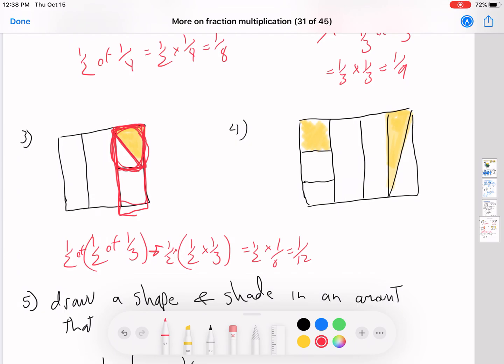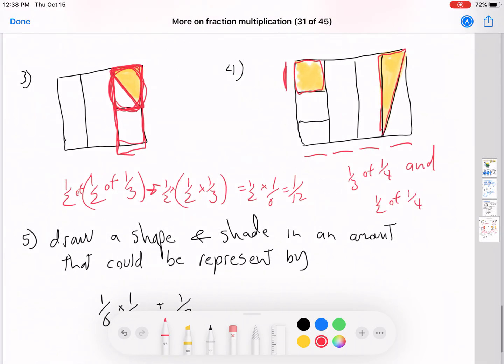All right, now here are 2 different pieces. How much is shaded over here? Well, this is 1/4, this is 1/4, this is 1/4, and this is 1/4. So this piece right here should be 1/3 of 1/4, and this piece right here should be 1/2 of 1/4. So if I want to know the total amount shaded, that would equal 1/3 times 1/4 plus 1/2 times 1/4, which is 1/12 plus 1/8, and we could figure out common denominators and find out the total amount from there.